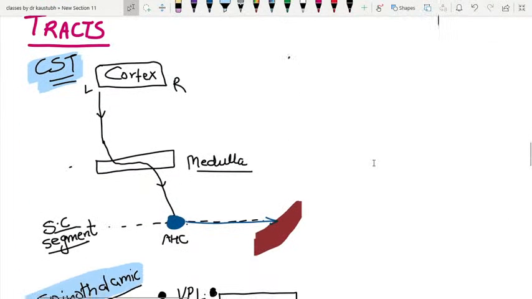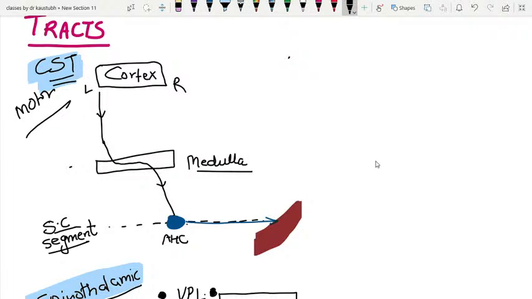Okay, let's come to the next thing, is about the tracts. Now I'm not taking the tracts in great detail, but just the points to remember which will help you to analyze what is the level of lesion now. Please pay attention to this. This is very simple and easy to understand. There are three basic tracts we need to understand. One is corticospinal tract, which is your motor tract. Second is spinothalamic tract, which is your anterolateral, and the dorsal column or posterior column tract.